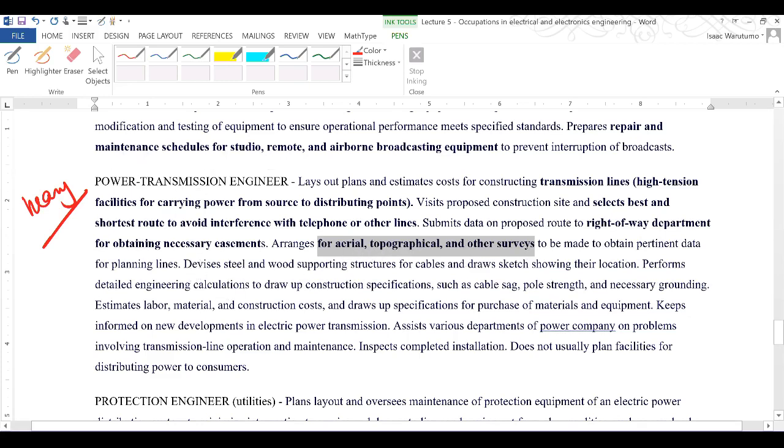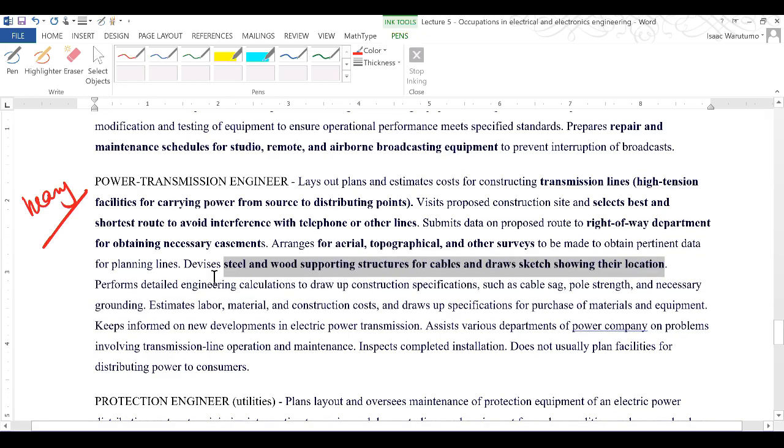They also devise steel and wood supporting structures for cables and draw sketches showing their location. Even those pylons that we have talked about, it is work that is done by transmission engineers. They also perform detailed engineering calculations that support construction specifications such as cable sag. There is mathematics that they do.